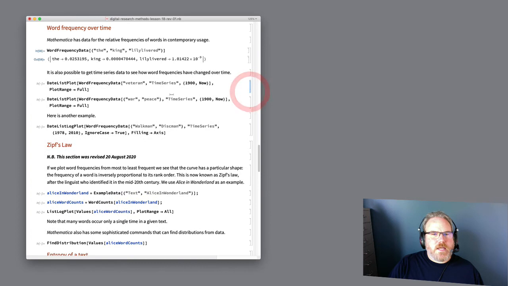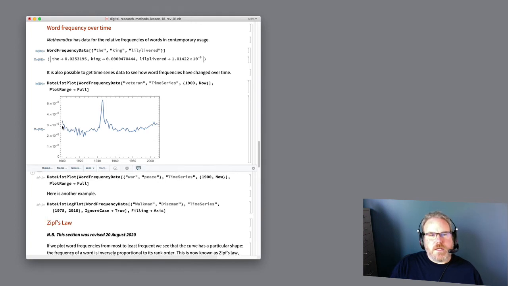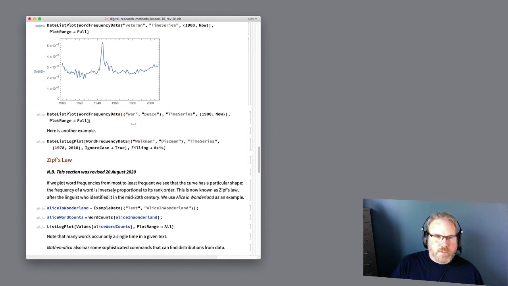We can ask to see how a word changes over time. I'm getting word frequency data, a time series, that is a series of measurements, each one dated, and we're going to plot that with DateListPlot. This shows us the relative frequency of the word veteran, and you'll notice, of course, immediately after World War II, the use of the word spiked. We can look at word frequencies for multiple words.